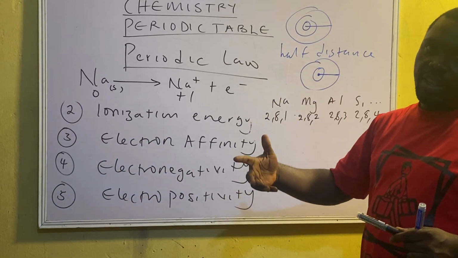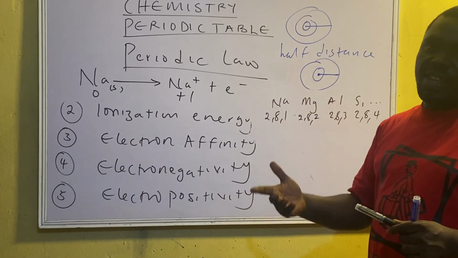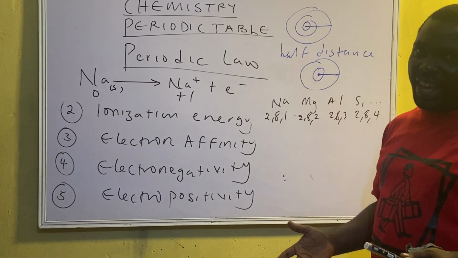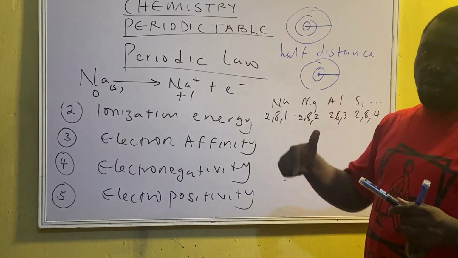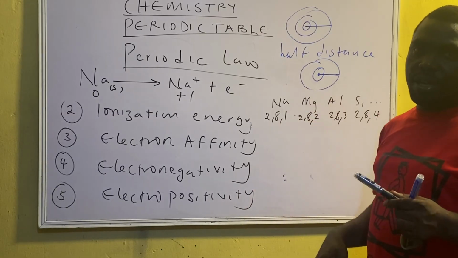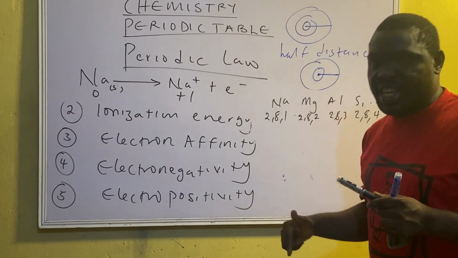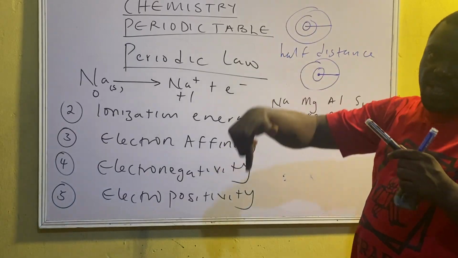Yes, it decreases because of the increase in atomic radius. Okay, do not forget I said the atomic radius increases down the group. Yes, so because of the increase in atomic radius, ionization energy decreases down the group.